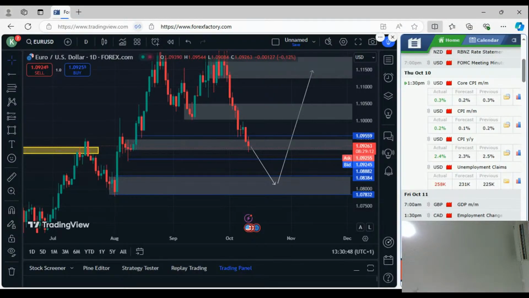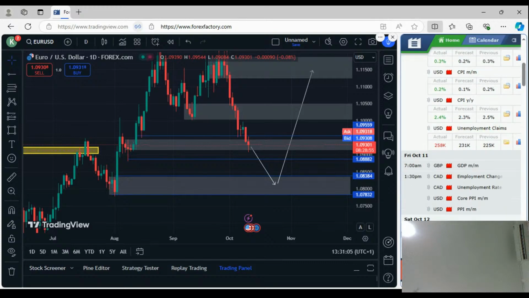USD has to come down before I will actually execute. It has to come down before I execute. The unemployment claims came out as 258. So if USD does not come down, I am not executing.